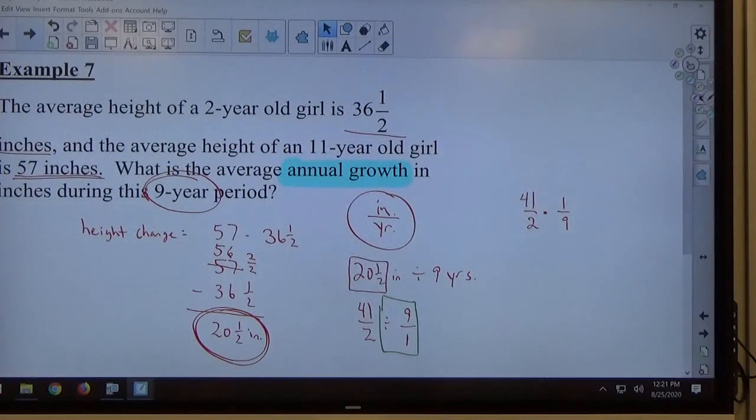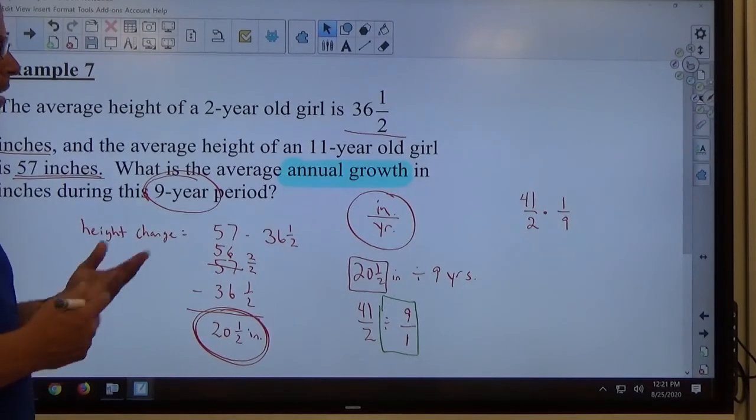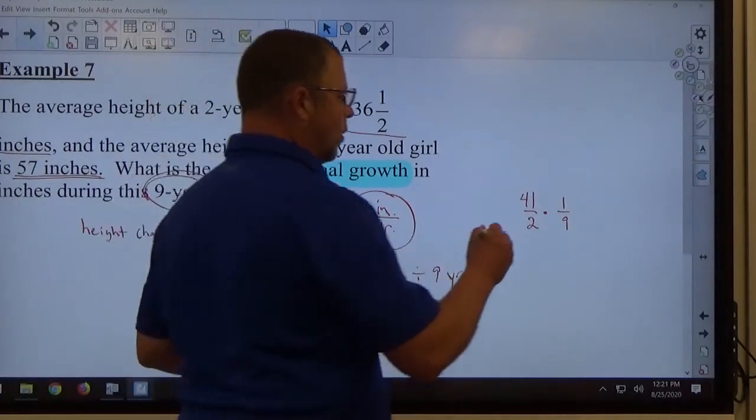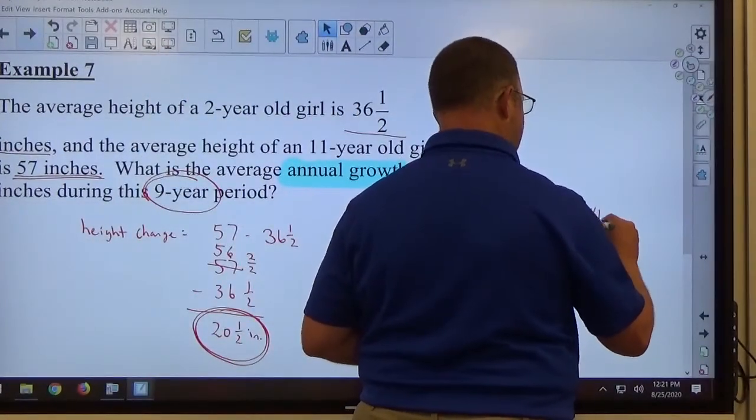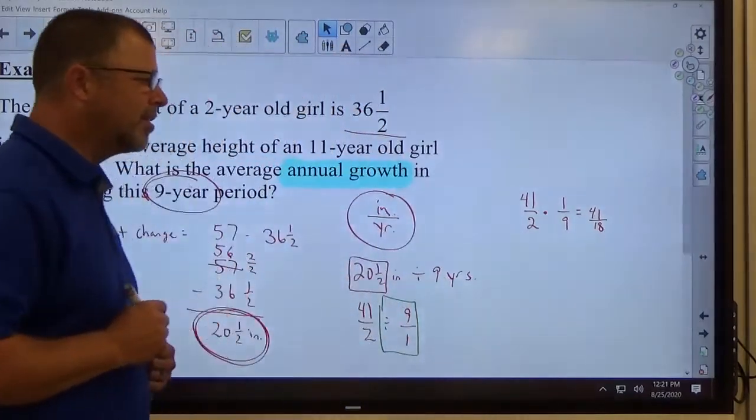Again, reduce if at all possible. 41 does not divide by anything. It's a prime number. So 2 and 9 do not go into 41, neither does 3. 3 would have been able to go into 9, but anyway, doesn't reduce. So the answer is 41 over 18. I'd probably go mixed number on this.